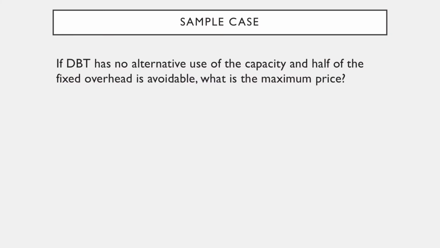Third scenario: if DBT has no alternative use of the capacity and half of the fixed overhead is avoidable, what is the maximum price? Considering that in a make or buy option, we are a potential buyer. As potential buyers, we want to put a cap on the price that we have to pay. Unlike in special order decisions, where we are a potential seller, we want the price to be as high as possible there. In the make or buy type of decision, we want to put a cap on how much we're willing to pay for the component.